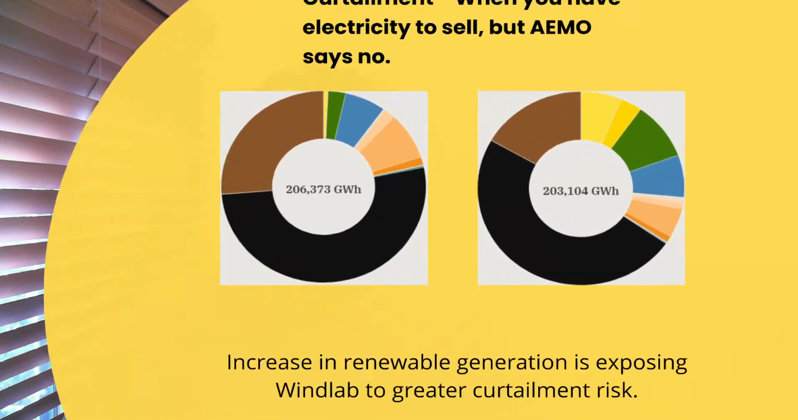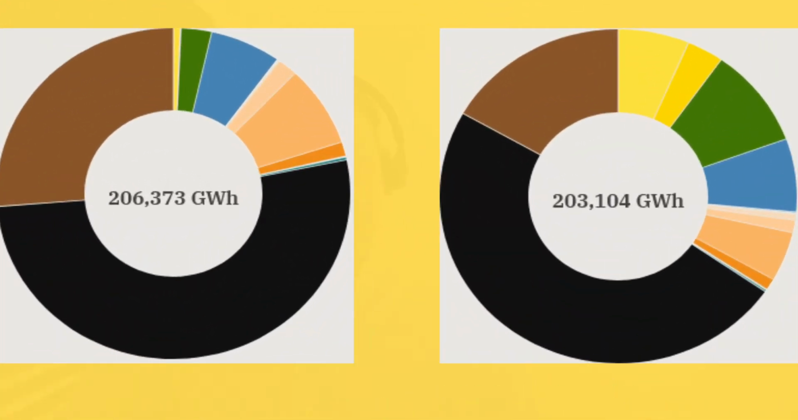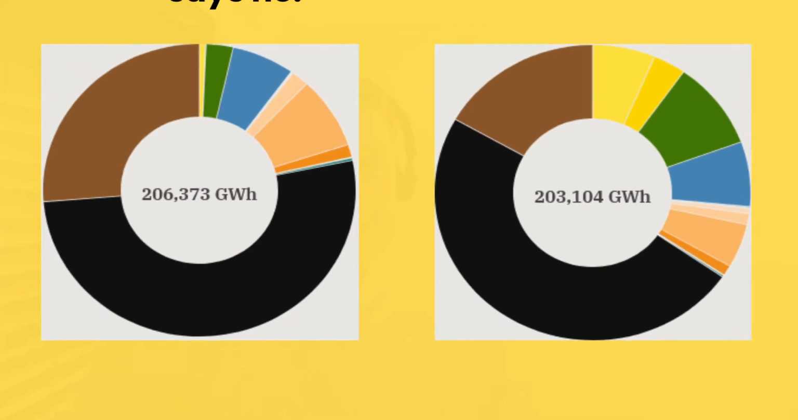This is a really interesting time for Windlab. In 2011, the generating mix was much more on baseload power, black coal, brown coal. In 2020, the one on the right, electricity demand has come off a little bit, and you've seen a rise in renewables, a huge rise in wind and in solar, that's green and yellow. As a result, we're seeing much more curtailment, especially in the middle of the day.